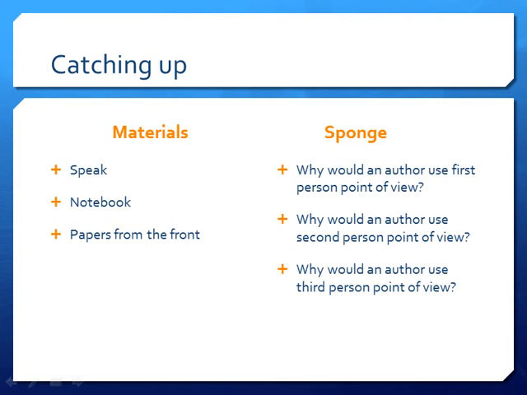Why would an author use second person point of view, Caitlin? Well, let me give you an example of second person point of view. Recipes and instructions are often second person. Second person is when the author tells us exactly what we need to know. So Caitlin, why would the author do that? Why would we need that?